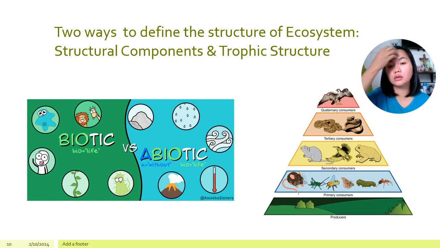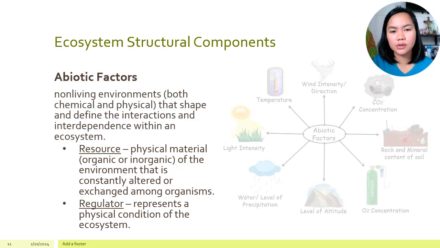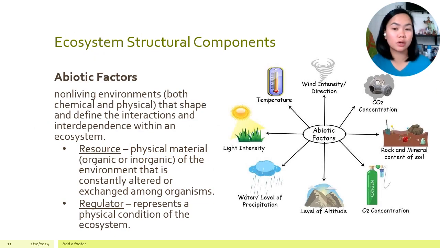Another way on how we can define an ecosystem is through its trophic structure. So when we say trophic structure, it is basically the food relationship of the structural components, like kinsay mga nag-produce of food, who are the consumers of this food, and so on and so forth, and how do they interrelate in a life-sustaining food relational way. So let's focus first on the structural component.